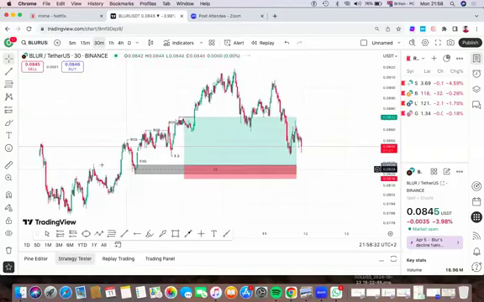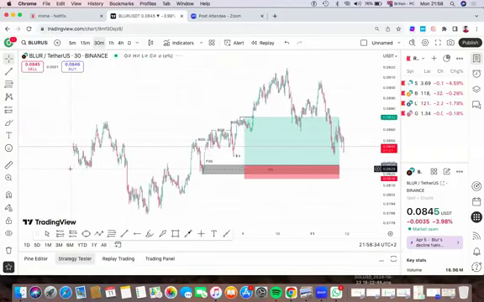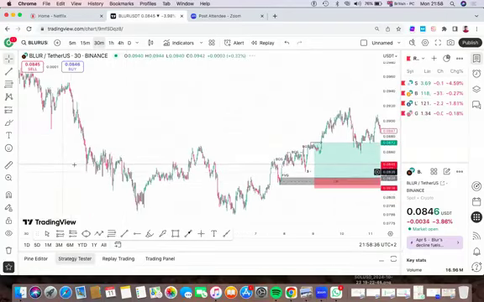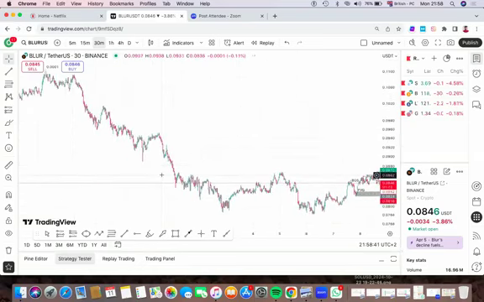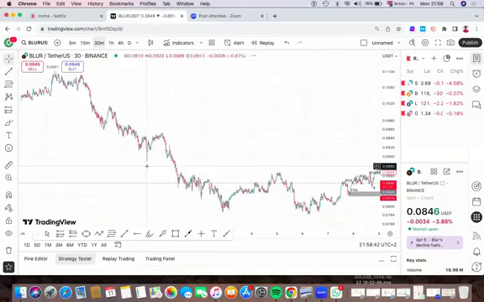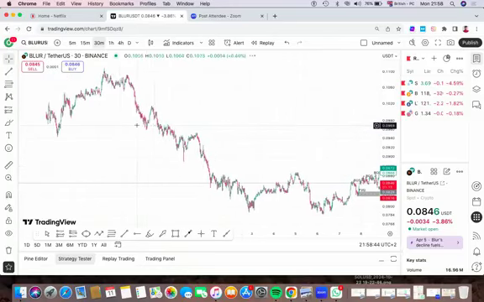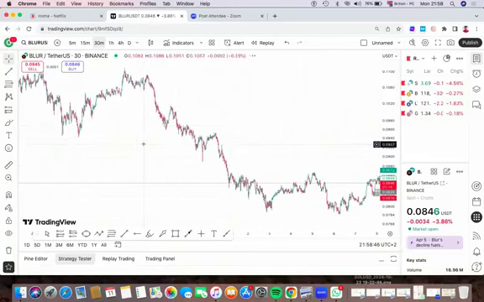Without further ado, what can we do? Let's put our support and our supply and demand zones here on this chart.